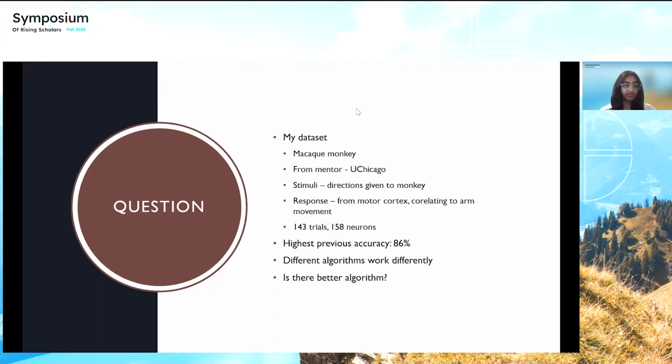There had been previous decoding algorithms used with this data, and the highest previous accuracy was 86%. But as I was learning about neural decoding, I found out that different algorithms work very differently, and some have their benefits and do better with certain data sets than others. So I was trying to figure out if there was a better algorithm for this data that could yield a higher accuracy.